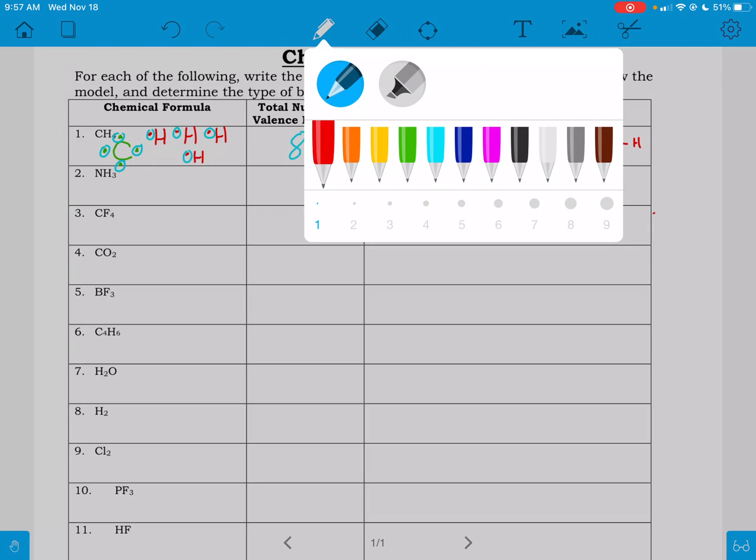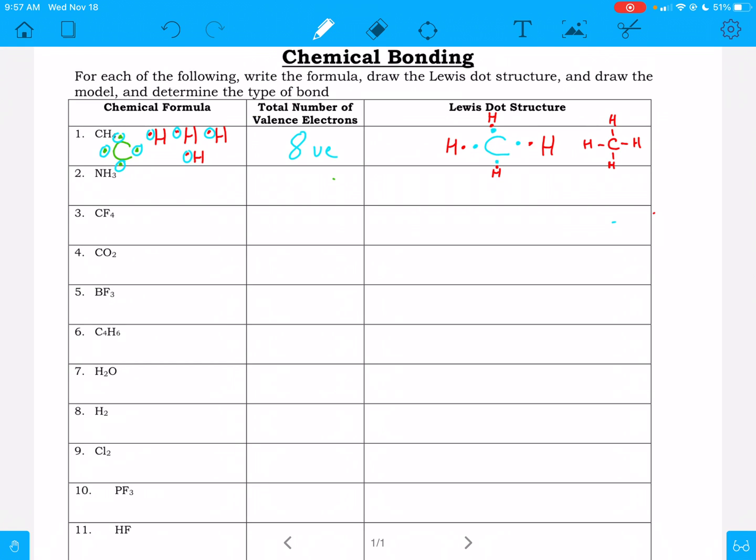So let's try the next one, which is NH3. Nitrogen, I'll put on here, is in group 15. That means it has 5 valence electrons, so I'm going to write them like this: 1, 2, 3, 4, 5. Now the maximum number of dots you can put on a side is 2. Imagine an imaginary box around the nitrogen, and each side of the box can only have up to 2 electrons. Just think of it that way, it might be easier to understand.